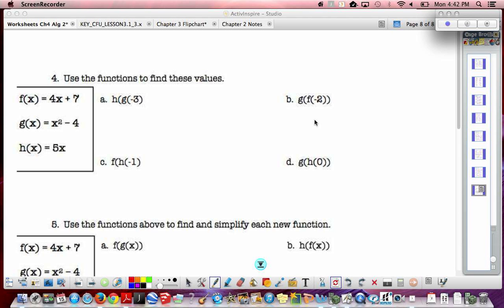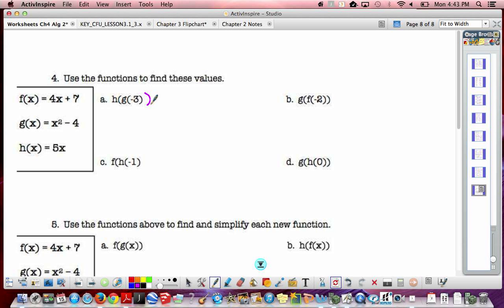Let's take a look at the back side of the 4.8 worksheet here. We're continuing with these composition of functions. So here's where we're taking the result of the previous answer and plugging it in for the next. So here I'm trying to find h of g of 3.